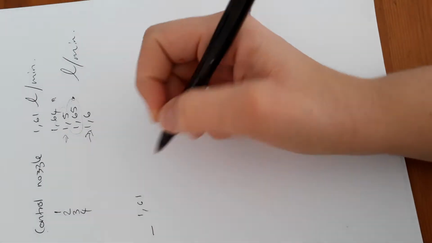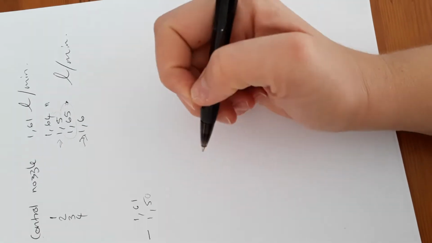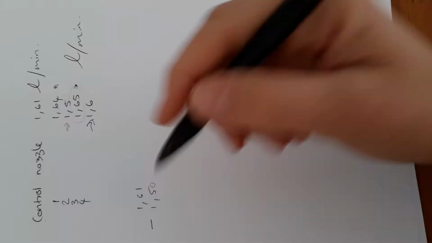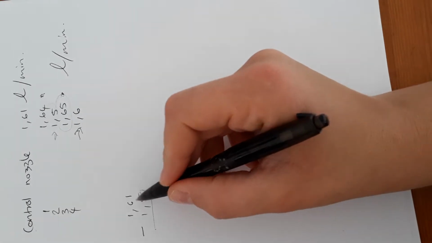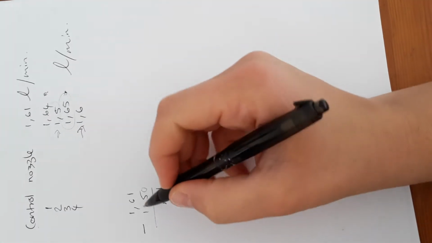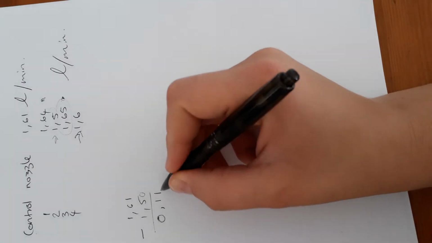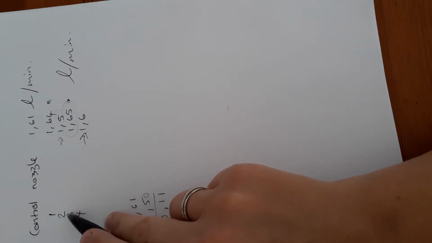All right, 1,61 minus 1,5. Remember, we can put a 0 here. It doesn't change the value. If it helps you keep your places in check, then you can do that. All right, let's take a look. 0 from 1 is 1. 5 from 6, 1. Our comma has to stay in place there. 1 from 1 is 0. All right? So 0,11 difference between the control nozzle and test nozzle number 2. This was test nozzle 2.